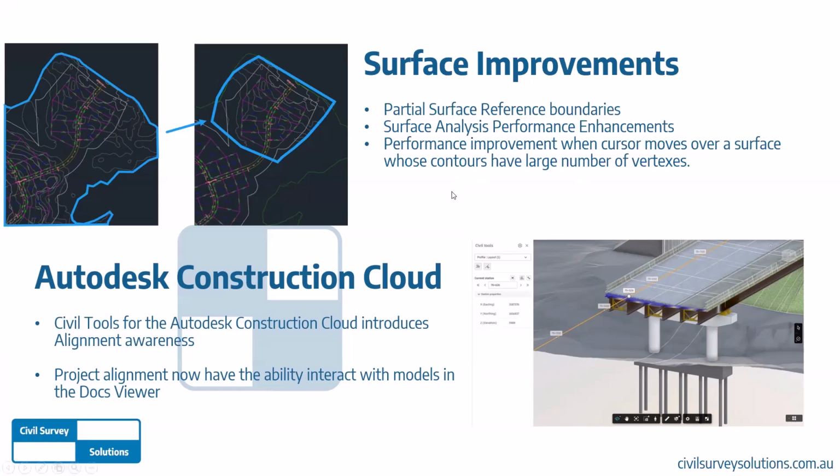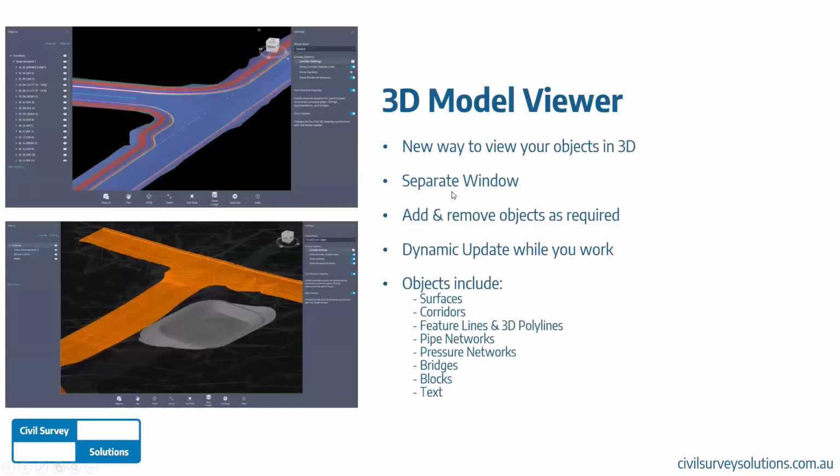All right, next up is one of the big new pieces that they've thrown into 2026, which is the, well, I would say replacement, but it's not really because Object Viewer is still there, but a new viewer. It's called the 3D Model Viewer. It's a new way to view your objects in 3D in Civil 3D. It's a separate window, and you can add and remove objects as required. And they're dynamic, well, you can set it to be dynamic to update while you're working.